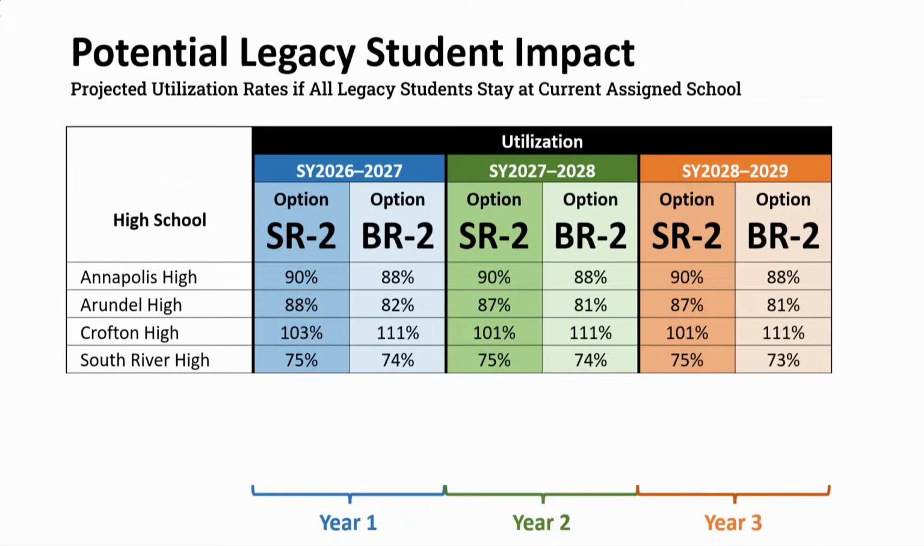Once again, the impact of the legacy students remaining at their schools under SR2 and BR2 has the greatest impact at Crofton High School. SR2 would be slightly overutilized at 103% in school year 26-27. However, BR2 does not move any students from Crofton High School and keeps the building at or near 111% for the foreseeable future. Annapolis High School, Arundel High School, and South River High School would be under 100% utilization for SR2 and BR2 if all legacy students stay at their currently assigned school.